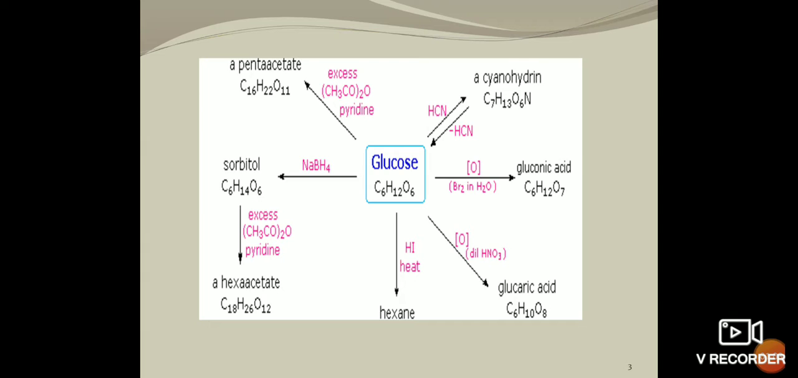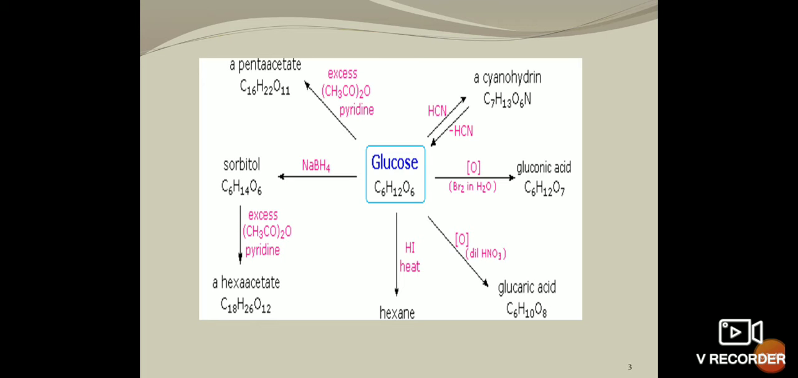On oxidation with bromine water, it forms an acid which is gluconic acid. On oxidation with dilute HNO3, glucaric acid is formed. With reaction of HI, and when we heat glucose, hexane is formed. On reaction with sodium borohydride, sorbitol is formed, and with excess of acetic anhydride in pyridine, a hexaacetate is formed.